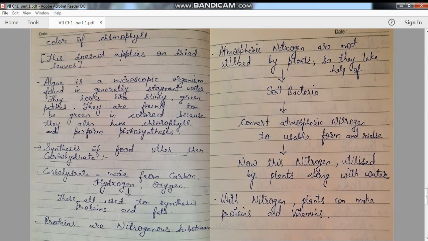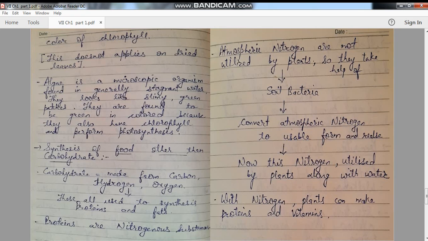Now many of us have seen that algae is present in the water, and that water is mainly stagnant water, and that algae looks like slimy green patches. Why is it green in color? Because it also has chlorophyll and it is also performing the process of photosynthesis.